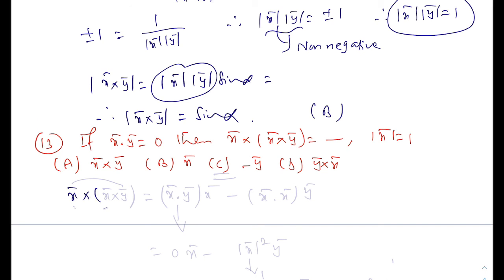So now, for x cross y cross x, the formula is x dot y outside x minus x dot x and outside y. Now x dot y is given to be 0, and this is magnitude x square y, but magnitude x is also given to be 1, so x cross y cross x is minus y. So option is C, minus y.